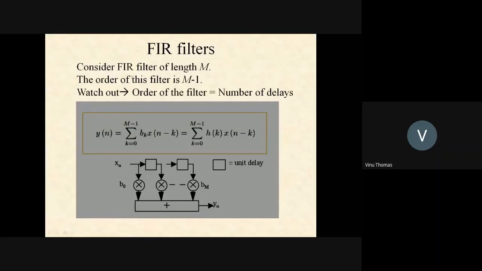So the important takeaway from this slide is that if you consider an FIR filter of length M, then it means that you require M-1 delays for this filter, and the order of the filter is the number of delays, which we call M-1. Order of the filter is the number of delays. So the order of this FIR filter of length M is M-1. What is the order of an FIR filter of length 100? Arvind? 99.